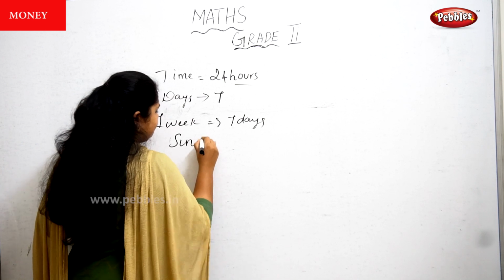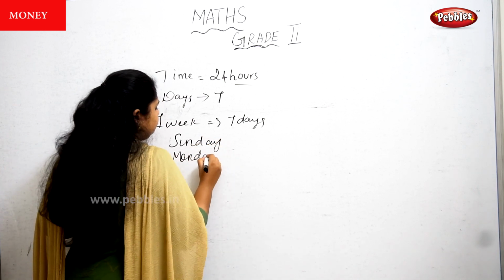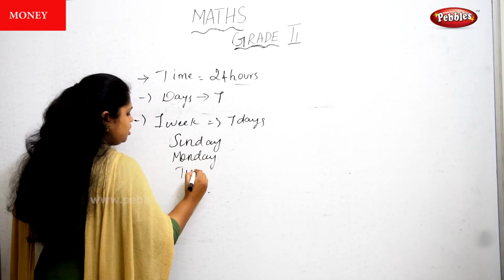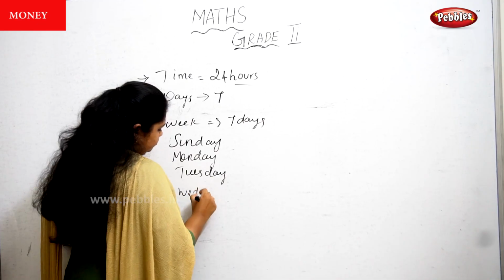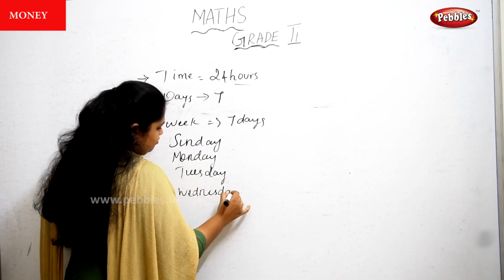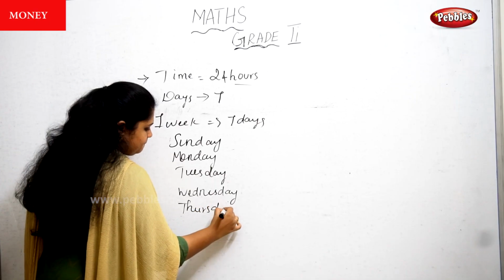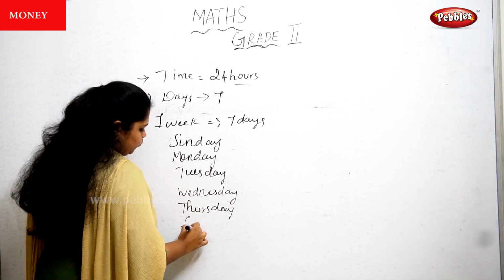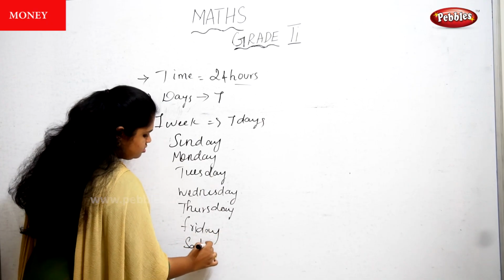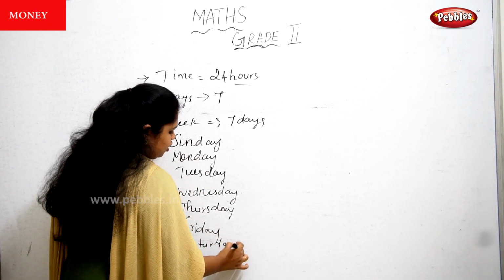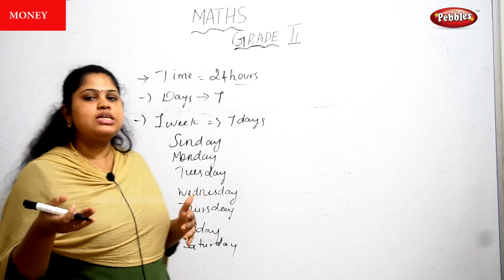Sunday, Monday, Tuesday, Wednesday, Thursday, Friday and Saturday. So there are 7 days in a week, or 1 week has 7 days.